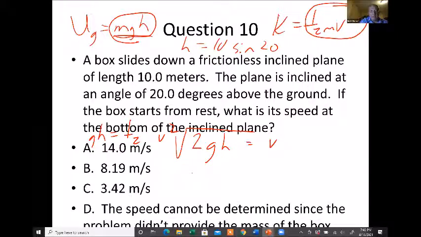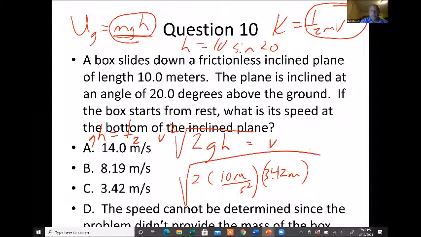And now we just plug in what we know. So it'd be 2 times 10 times our height. Take the square root of that whole thing. And we end up with about, so I did something wrong there. Let's try that again.